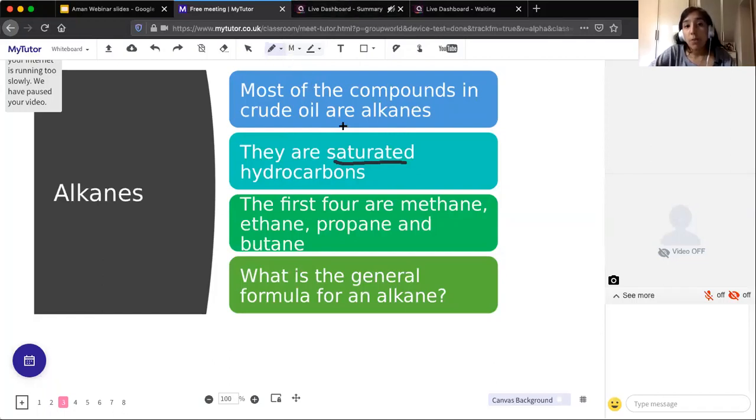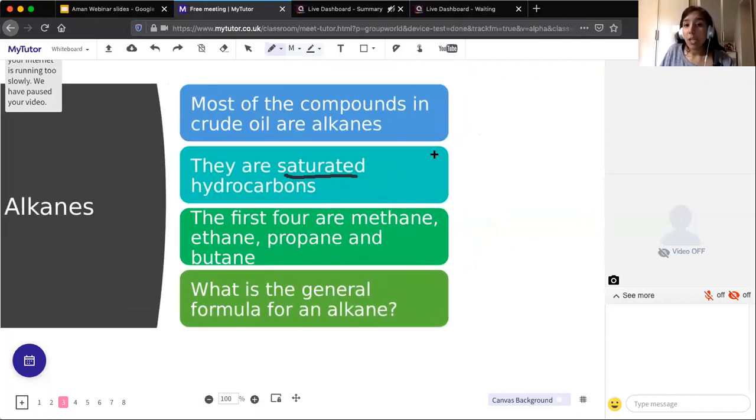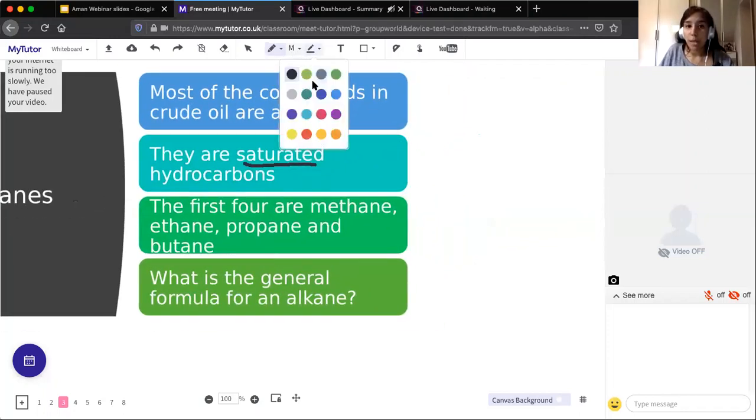So for example, sometimes we say that a certain job is saturated, i.e. there are no more jobs in that sector. So what do we think saturated means? Okay, so someone is saying they've reached their limit. Good. So it is all about reaching a limit, essentially. And with hydrocarbons, specifically alkanes, it's about reaching a limit of how many bonds there can be.